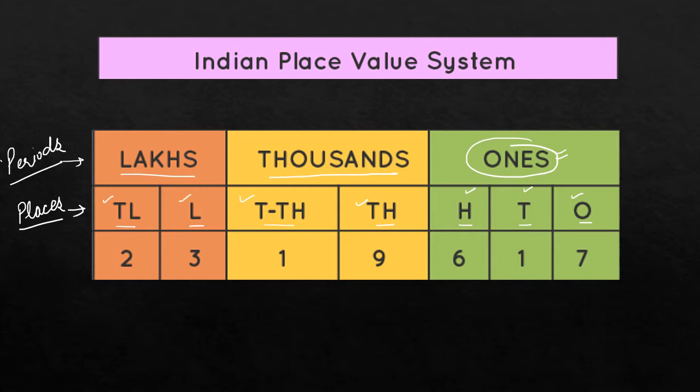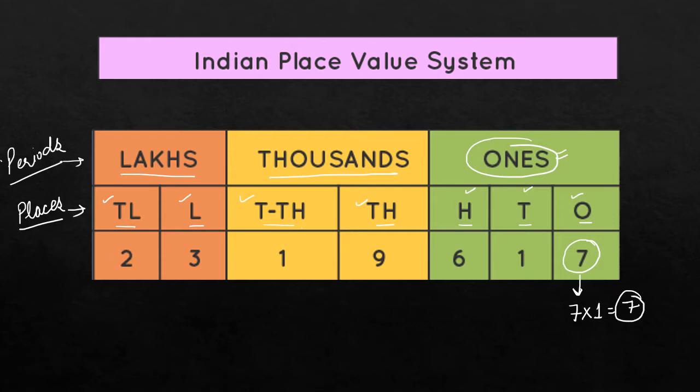So in ones period three places are there, ones, tens, hundred. In thousand period two places are there, 1000 and 10,000. And in lakhs period there are two places, lakhs and 10 lakh. Now, if any number is at ones place, like you can see here we have 7 at ones place, then 7 multiplied by 1 is 7. Place value of 7 is 7.